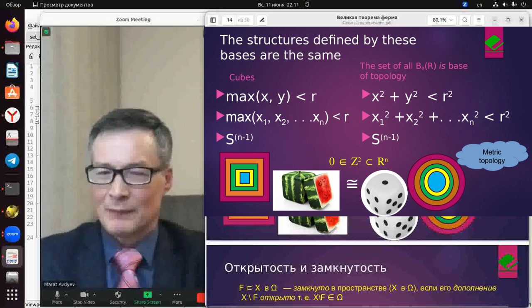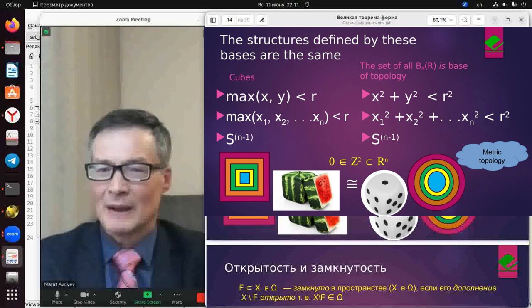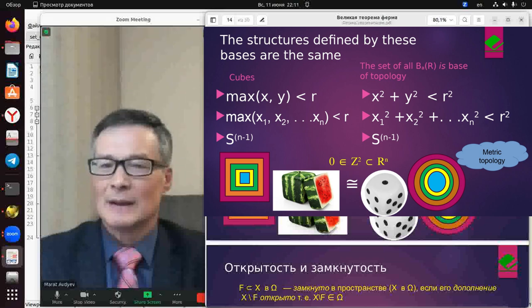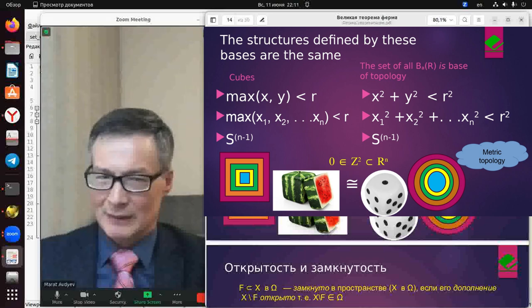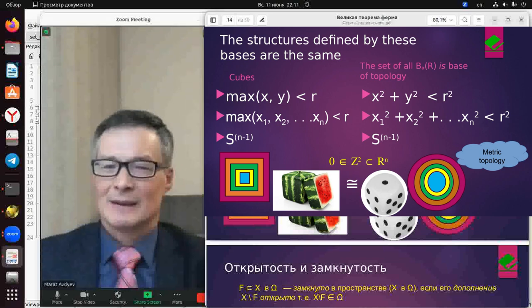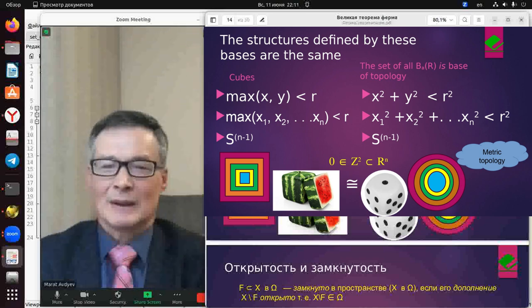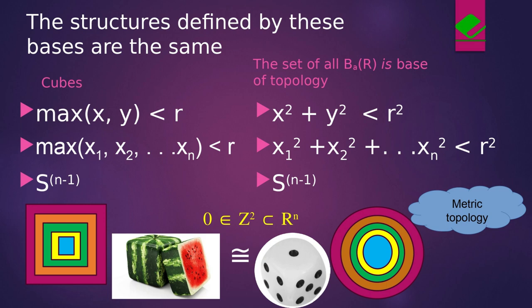What about cubes? The picture is not fundamentally changed, we just use a slightly different metric, where instead of the sum of squares the function maximum value of x or y less than the radius r is substituted. For the case of n-dimensional space, we will have n variables listed here. This is a sphere of dimension n-1. This is also a sphere, but of smaller dimension.